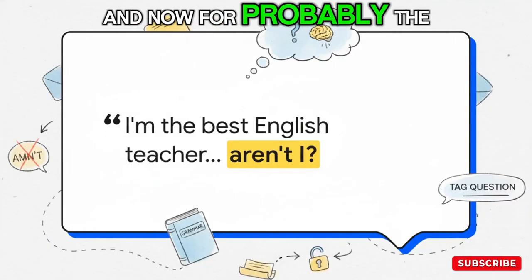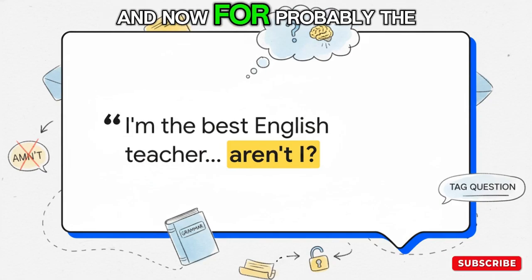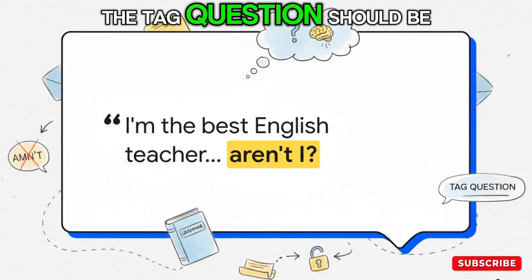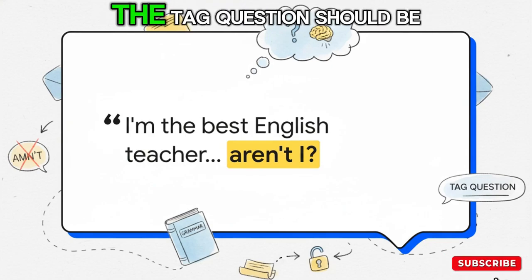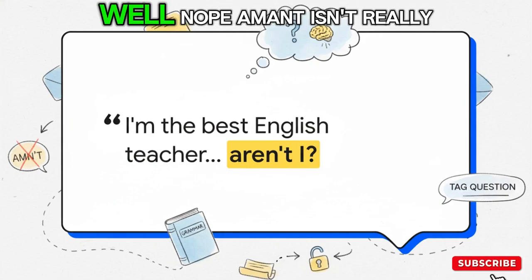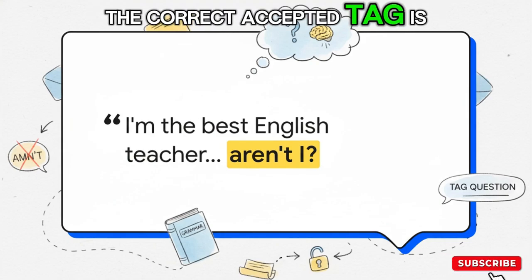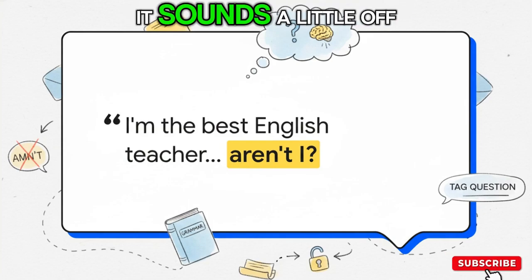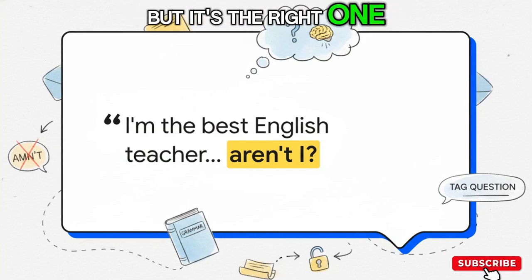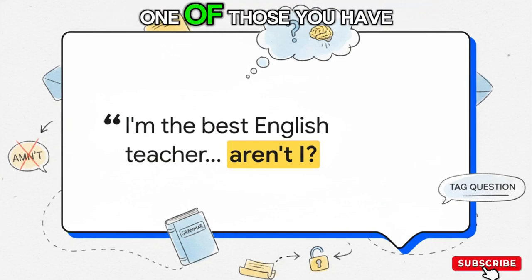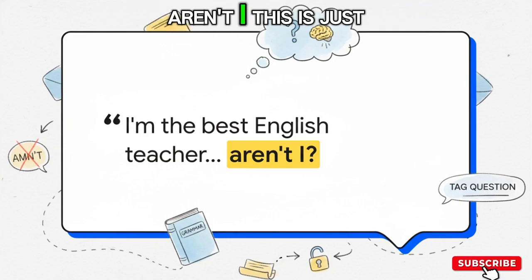And now for probably the weirdest one of all. You'd think if you say I am, the tag question should be amn't I, right? Well, nope. Amn't isn't really a word we use. The correct accepted tag is actually aren't I. I know, it feels strange, it sounds a little off, but it's the right one. I'm the best English teacher, aren't I? This is just one of those you have to memorize.